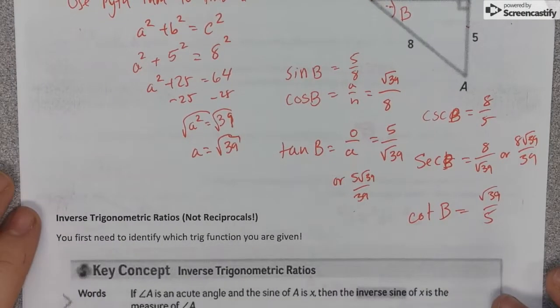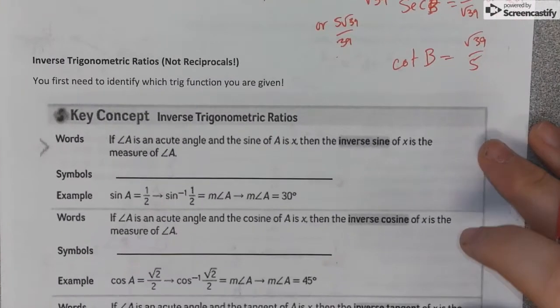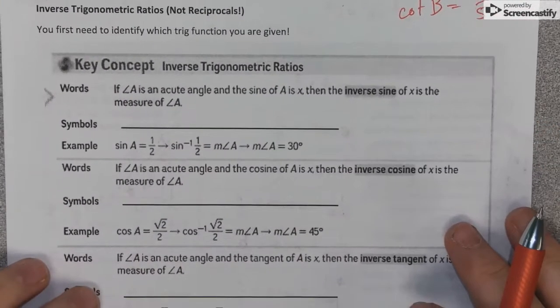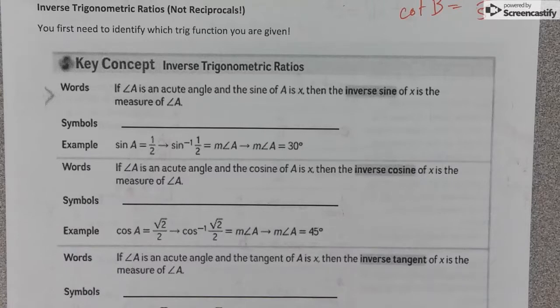So the last idea that this section covers is inverse trig ratios. And inverse trig ratios are not the same as reciprocals. What inverse trig ratios allow you to do is find the measure of an angle given a side length. So in words, the first one says if angle A is an acute angle and the sine of A is x, then the inverse sine of x is the measure of angle A.